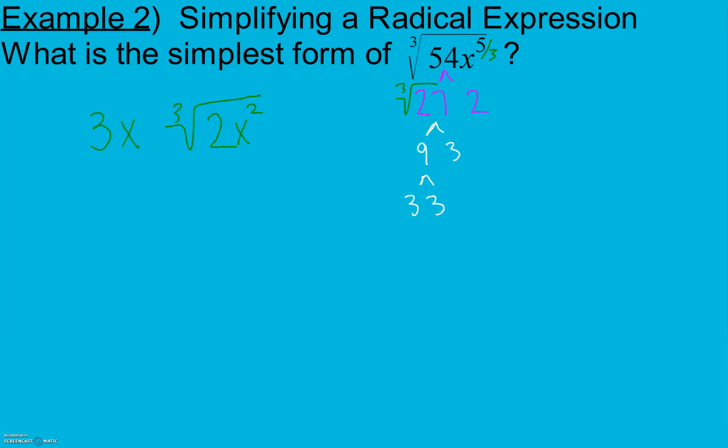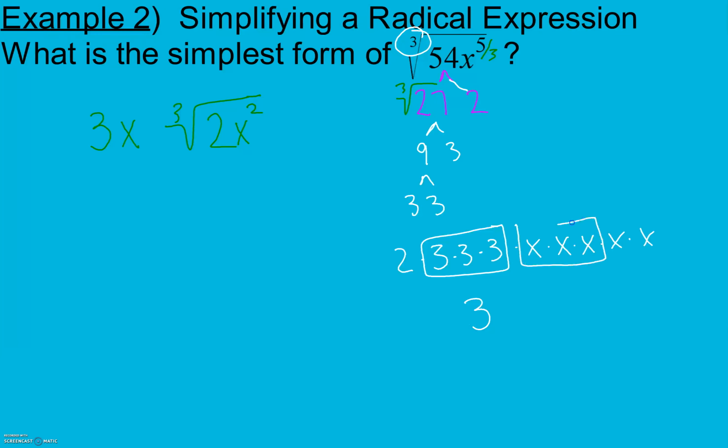Now we can multiply these together. I have 3 times 3 times 3 times 2, x to the 5th. Now, I have my prime factors, and again, we just want the ends of the branches. So here I have a 2, a 3, a 3, a 3, and my x's. I want groups of 3. So I have a group of 3 3's, so 1 three that I can take out. I have a group of 3 x's, so I can take out my x's. Everything that's left goes inside my radical, so my 2 and my x squared.